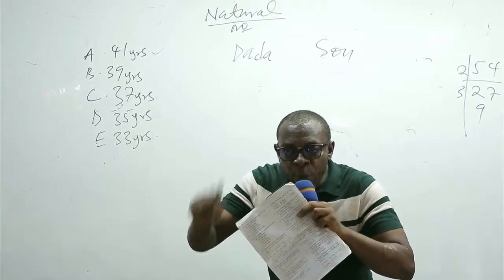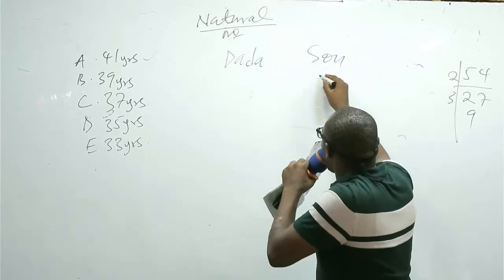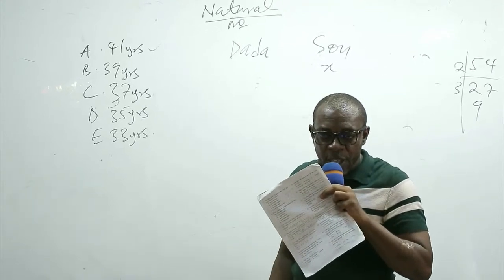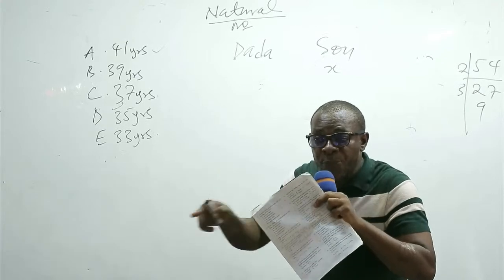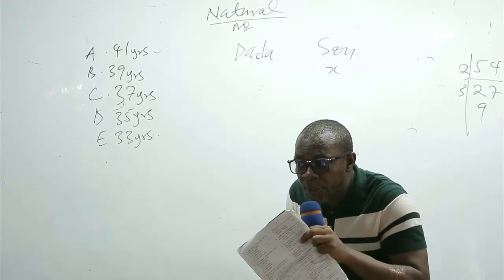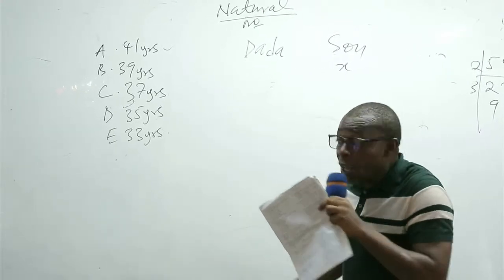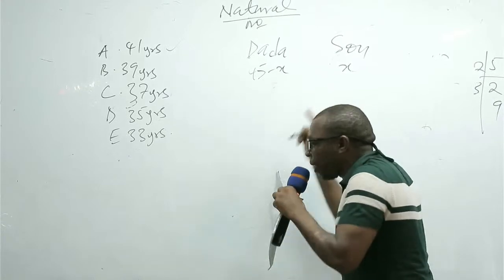If we start with, you see, we have two possibilities. If we start with the son to be who? If the son is X, are you with me? Because they said the sum of their ages gives you what? 45. If one is X, the other one must be what? 45 minus X.